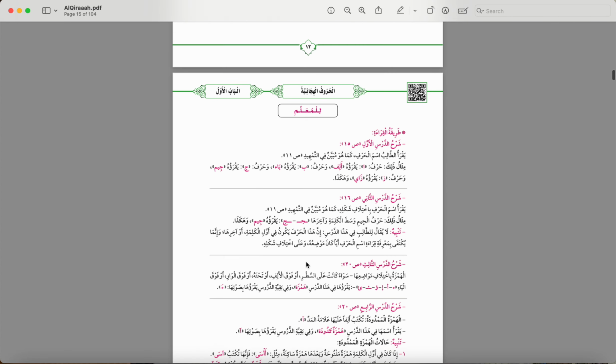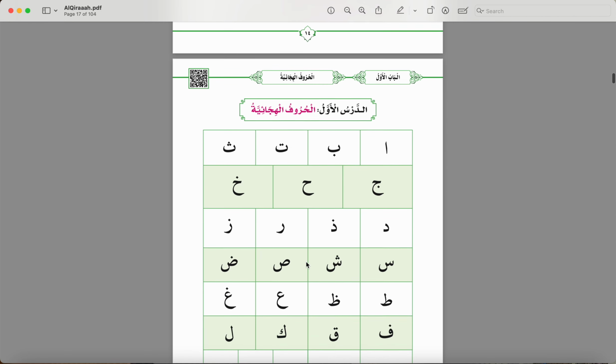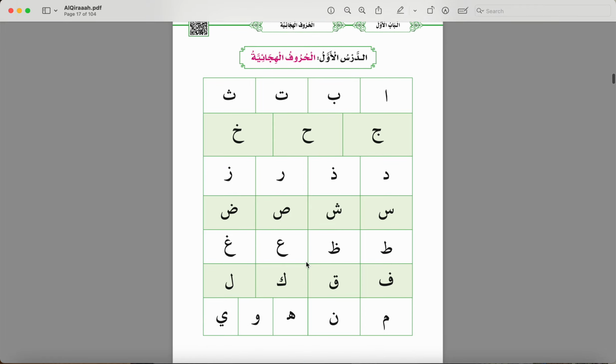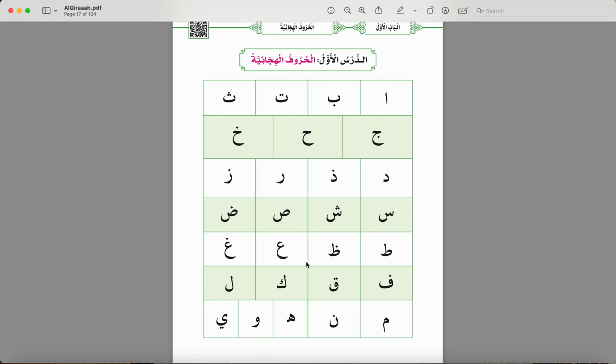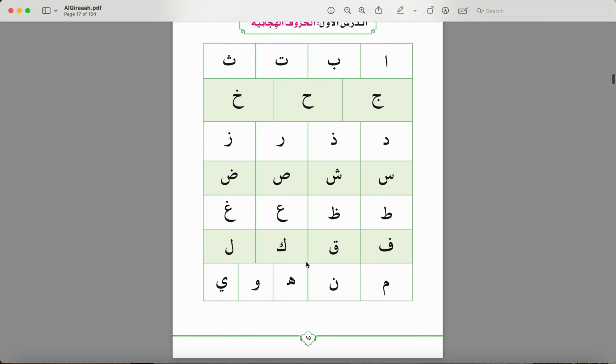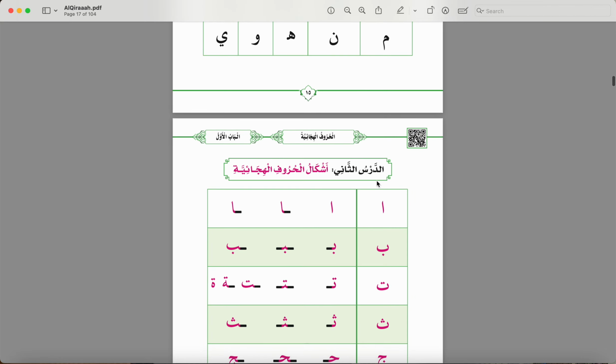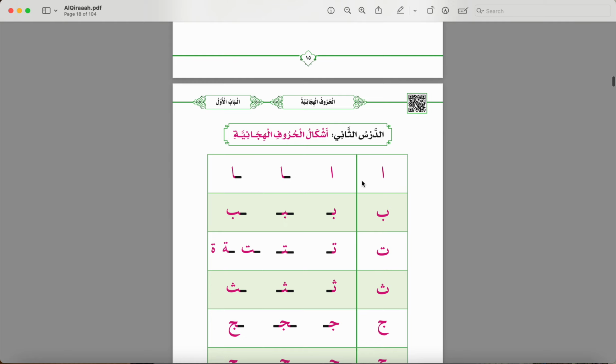So the first thing we'll go into is to see how these letters are shaped in the different parts of the sentence, because the letters will have a different shape in the beginning, middle, and end. So here is the lesson, and here he showed us how all the letters look separated, and then we'll see how the letters look when they are connected: how they look in the beginning of the word, the middle of the word, and the end of the word.